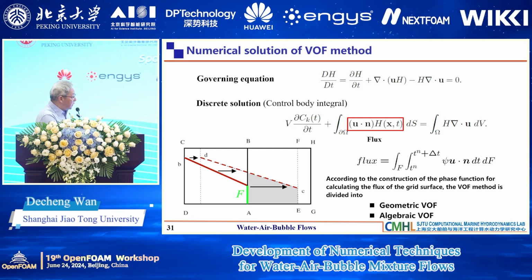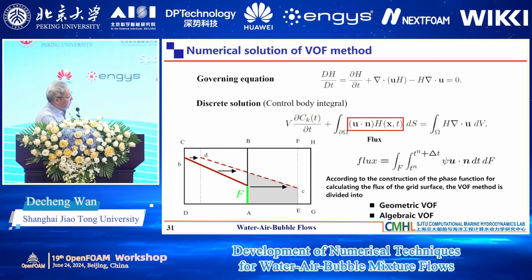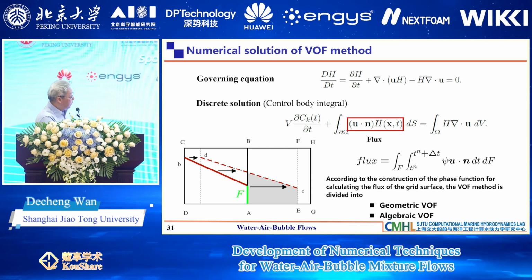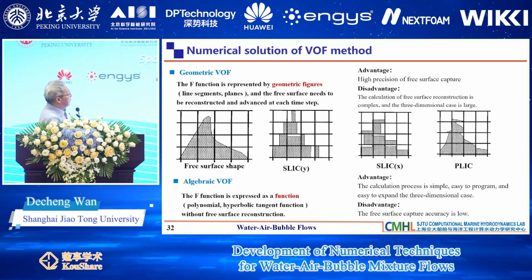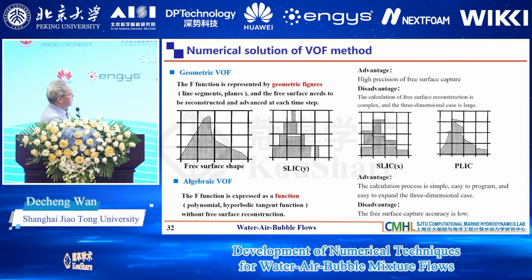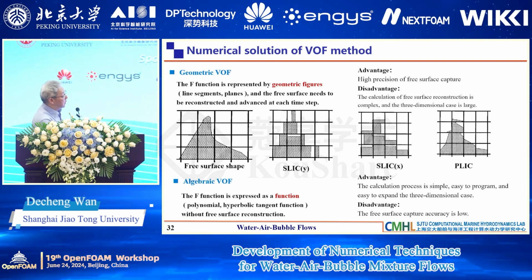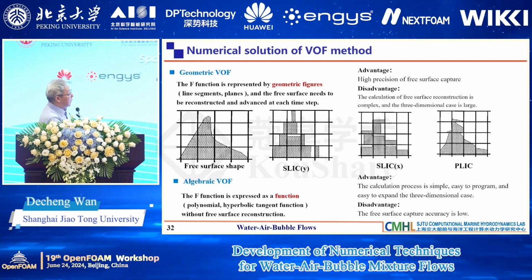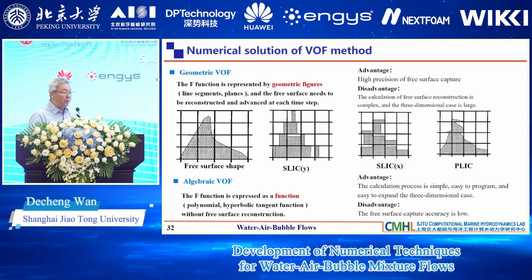But how to solve this VOF equation? There are two ways. One is the geometrical VOF, another one is the algebraic VOF. For the geometrical VOF, you need to reconstruct the interface. The advantage is the very high precision of interface capture. But the disadvantage is that the interface reconstruction calculation is more complex and very time consuming.